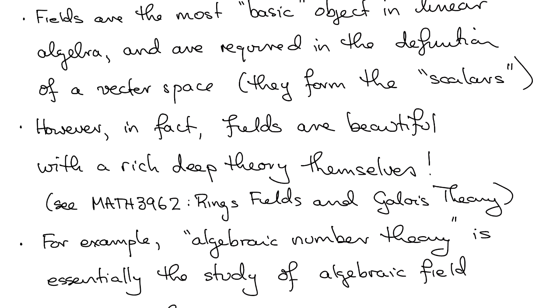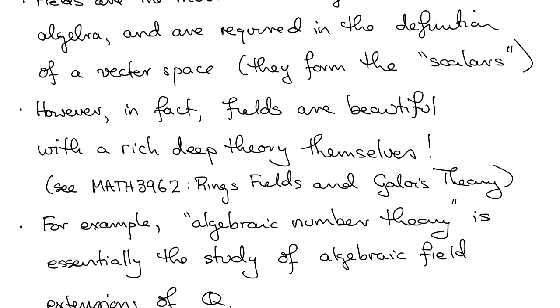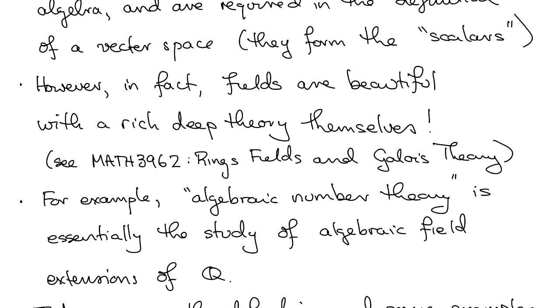But in fact, there's a lot of theory that you can talk about just in terms of fields. They're extremely beautiful things. You can study fields in their own right. And just as an example, something called algebraic number theory is studying field extensions of the rational numbers, like algebraic field extensions. There's a whole lot of number theory involved in understanding fields themselves. So just a warning, I remember when I first learned fields, I thought there were not many examples, but that couldn't be further from the case. We'll try to see some examples, but you'll study fields rigorously in 3962, the Galois theory course.